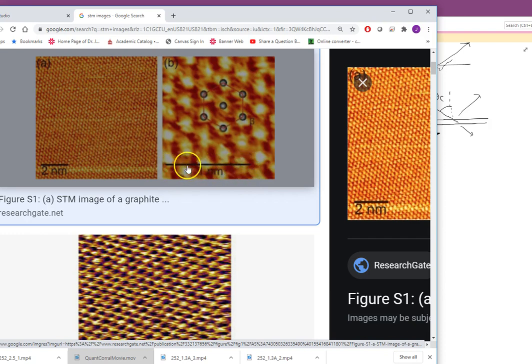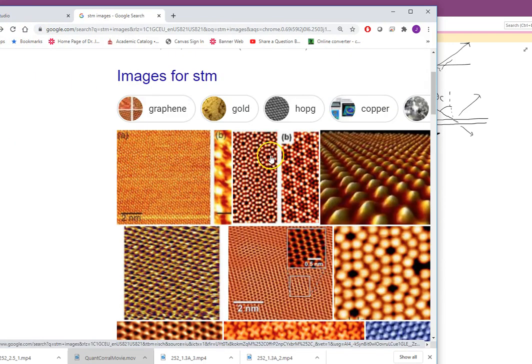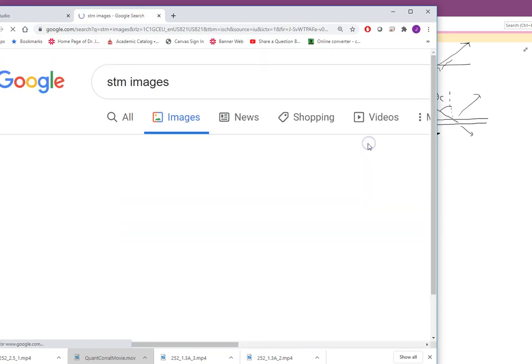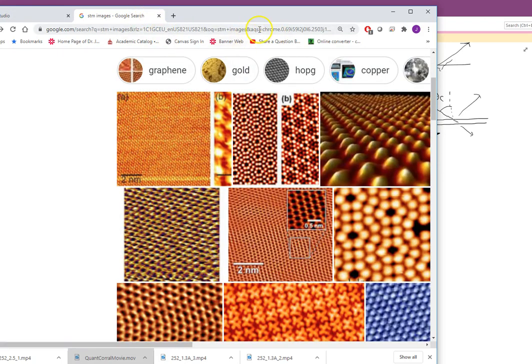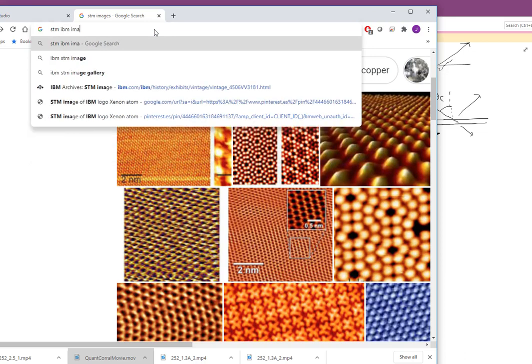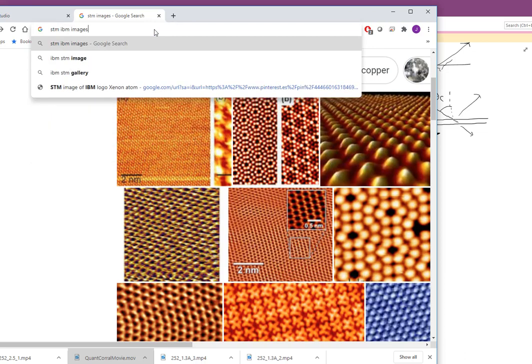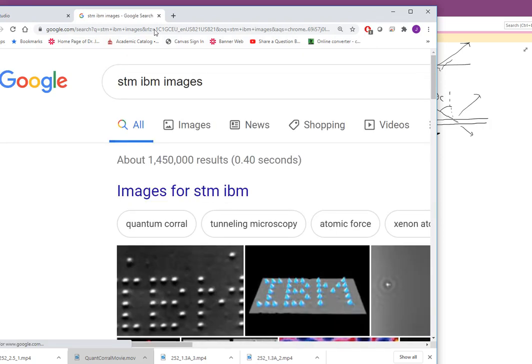And you can see the resolution. This bar right here is 1 nanometer, which is 10 angstroms. So the resolution is quite remarkable, right? You can look at other images also. Here's one. IBM was one of the first, maybe the first company that actually did this. STM IBM images. They discovered that with this tip, you can also move atoms around on a surface.